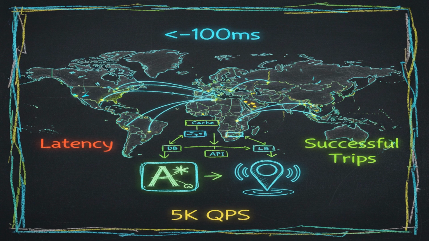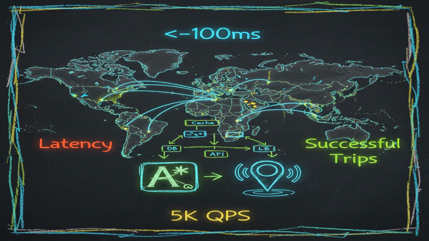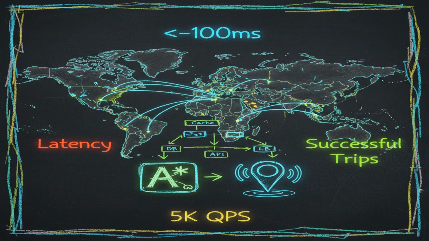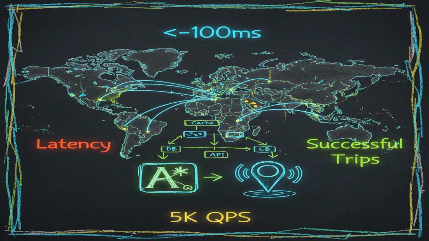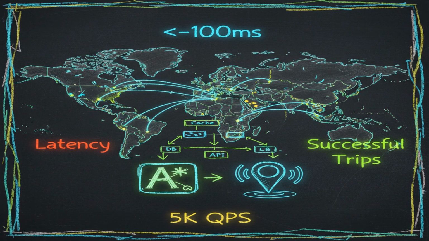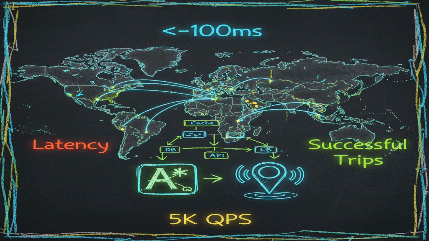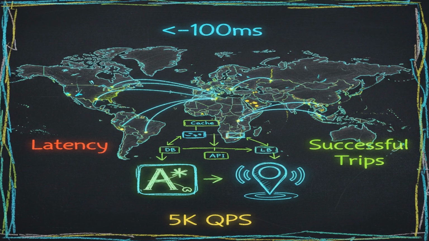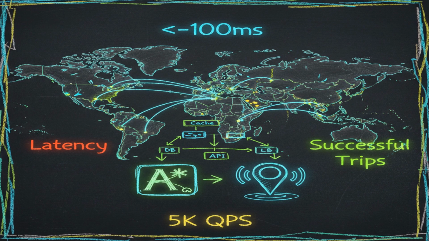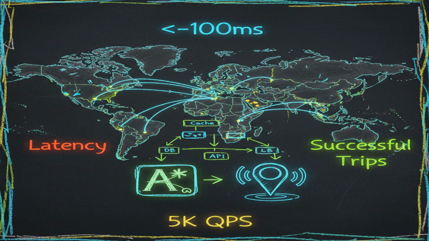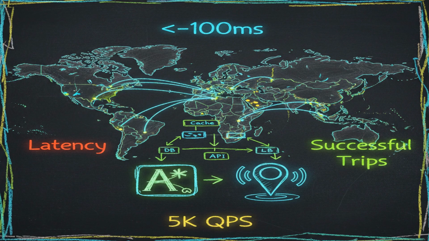Uber handles over 10 million trips daily, with peak QPS exceeding 5,000. A mere 100 millisecond latency increase can drop conversion by 7%. Today, we're reverse engineering the architecture that powers this real-time transportation network. By the end of this video, you'll know how to design a ride-sharing platform capable of matching riders and drivers efficiently, even at massive scale.